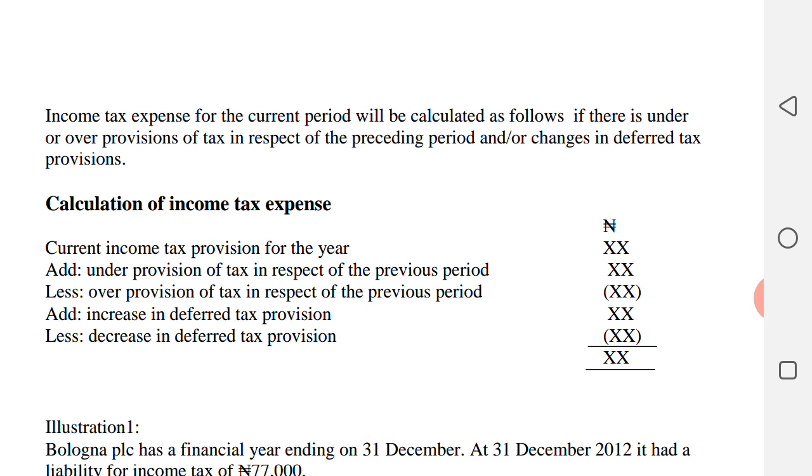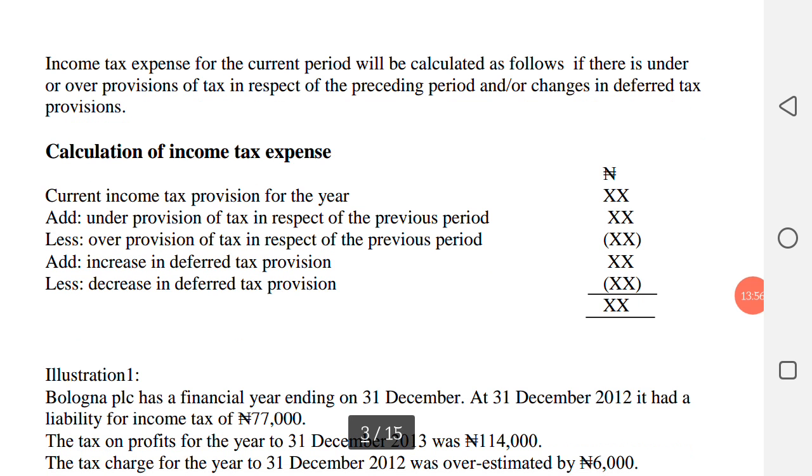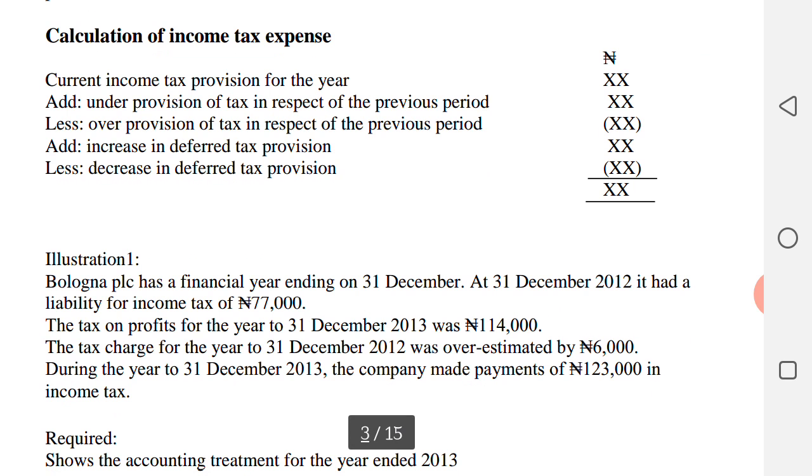You will add increase in deferred tax provision, which is deferred tax liability. You will add it, or then you will less a decrease in a deferred tax provision. You will less it. Then that is your income tax that will be included in your financial statement. Now let's look at this illustration to help us on this format given above.